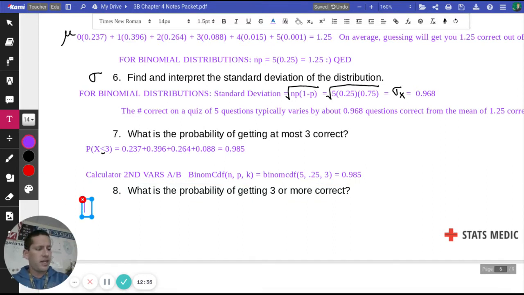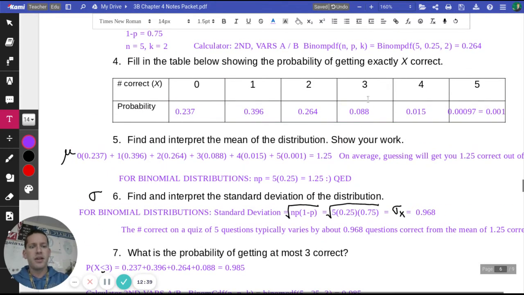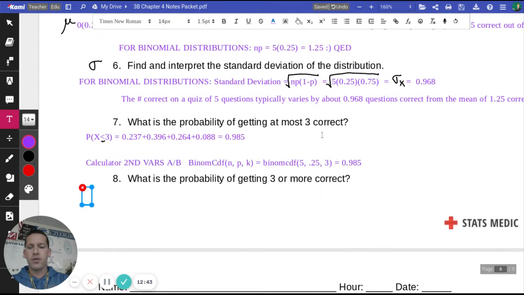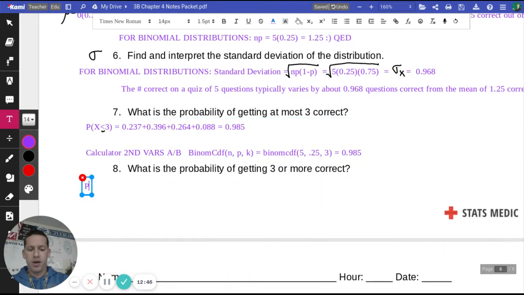So if we have that whole table filled out, 3 or more correct is going to be getting 3 or 4 or 5 correct. So we're going to take all 3 of those and add them together. So that's the probability of getting greater than or equal to 3 correct. Probability of x being greater than or equal to 3 correct.